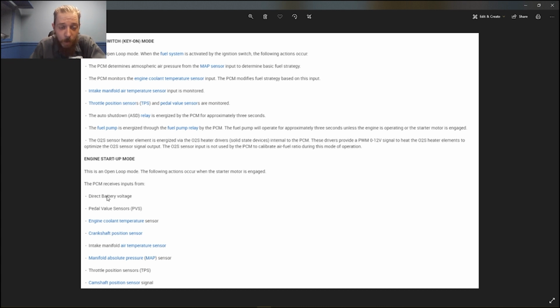It receives inputs from direct battery voltage. We know that's good. Pedal value sensors, brake pedal and accelerator pedal. Both of those are good. ECT at ambient temperature. Crank sensor. We don't really care about the crank sensor because it's not cranking. Intake manifold air temperature. Once again, it's a temperature sensor. Pass the plausibility checks as we talked about before. Same with the MAP sensor.